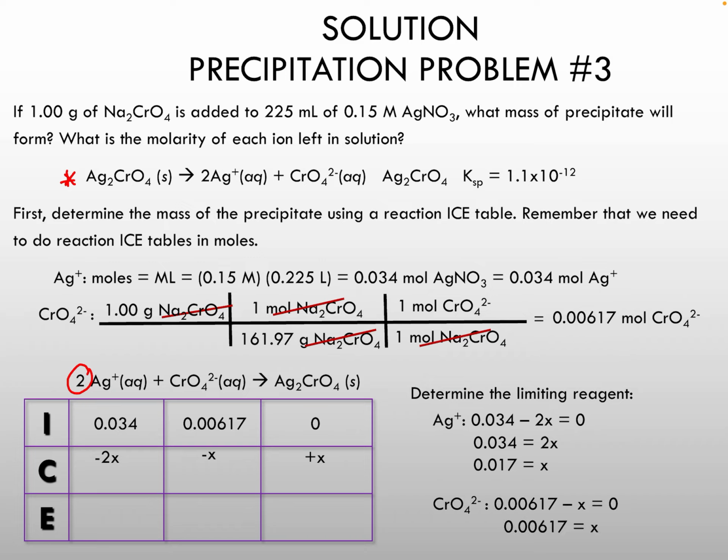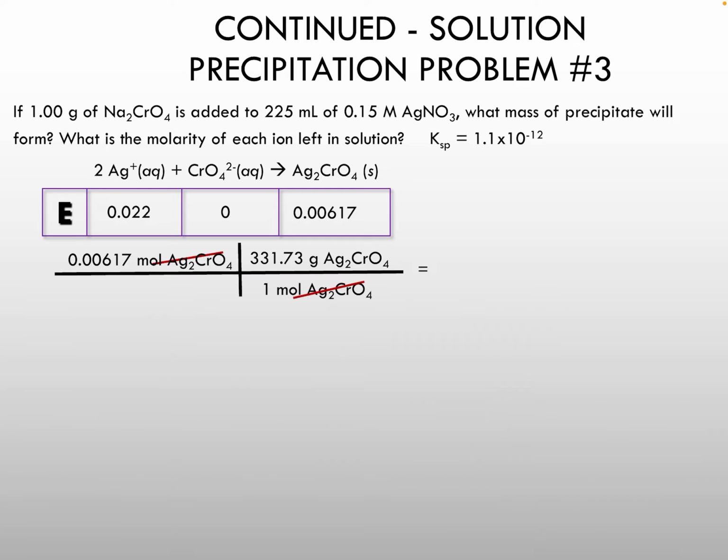And then we'll put 0.00617 minus x equal to 0 and we'll solve for x. So our chromate really was limiting, but it's always good to go ahead and double check. So then we can plug that value in for x and then add them straight down to get our equilibrium concentrations and figure out how many moles of our solid has formed. So now that we know how many moles of our solid we have, we can go ahead and use the molar mass and convert that to grams. Okay, so that's the first question, what mass of the precipitate will form.